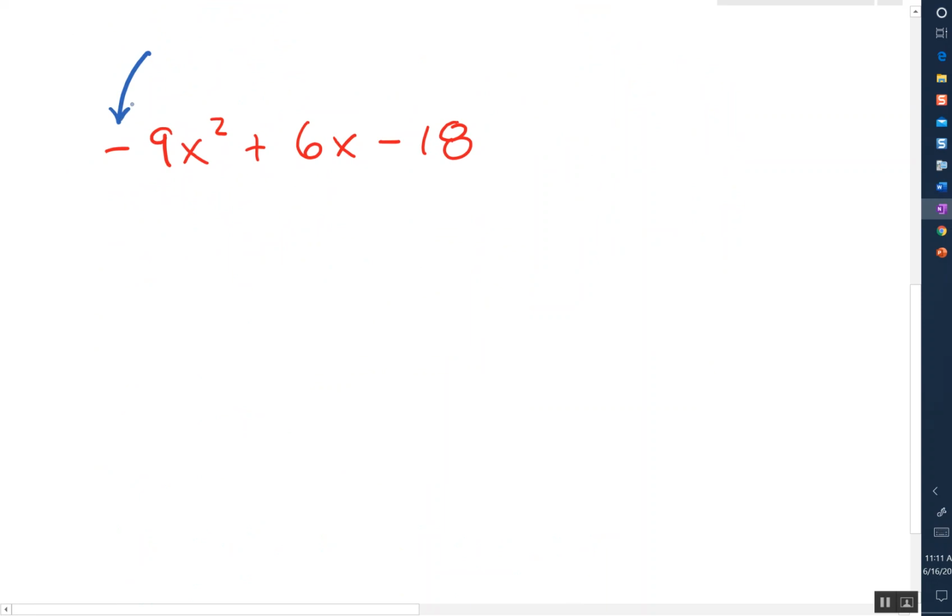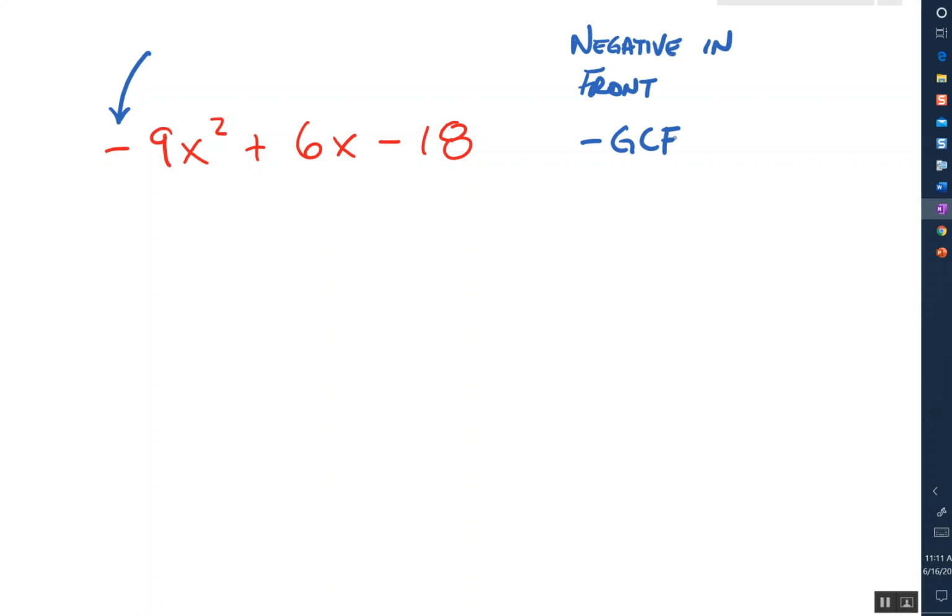Now, immediately I notice a negative out in front. And you might want to add this to your notes: if there's a negative in front, you're going to have a negative GCF, or you want to take a negative GCF. So if you have a negative in front, then you're going to want to take a negative GCF.